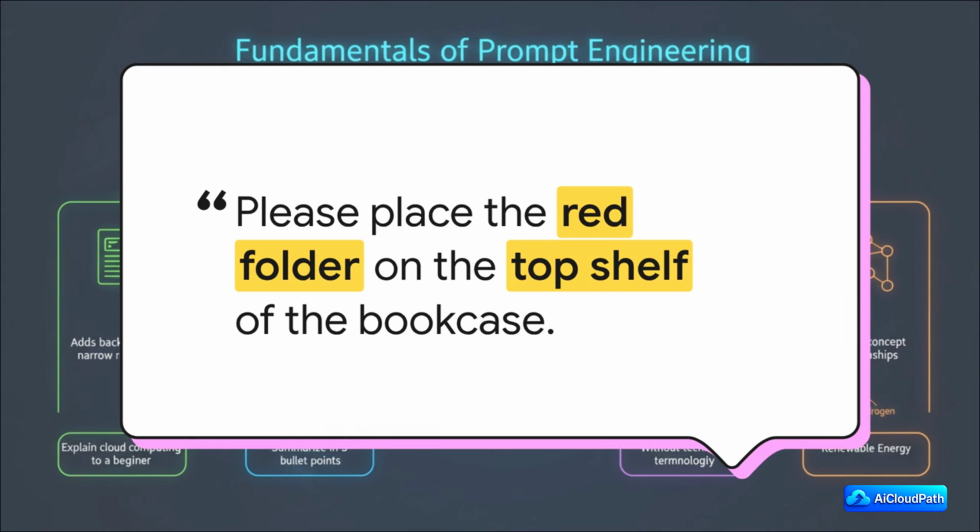And this right here just nails the idea. Think about it. You'd never tell someone, hey, put that folder somewhere easy to find, right? That's way too vague. You'd say, please put the red folder on the top shelf of the bookcase. It's specific, it's direct, there's zero confusion. And that's the exact same level of clarity we need to bring to our prompts for the AI.